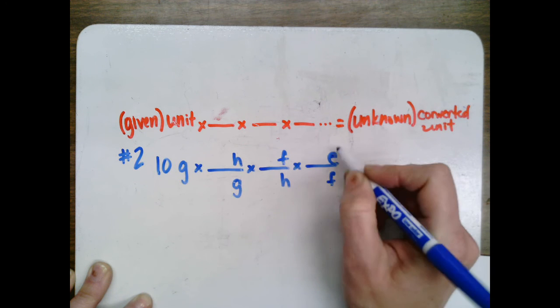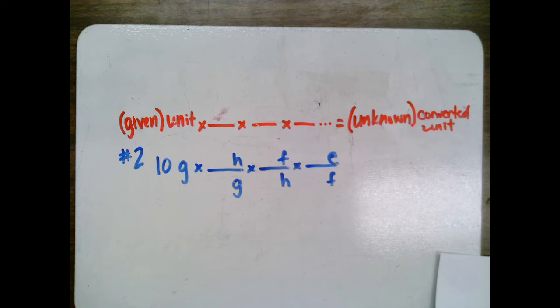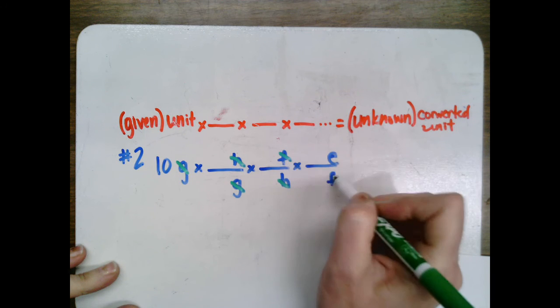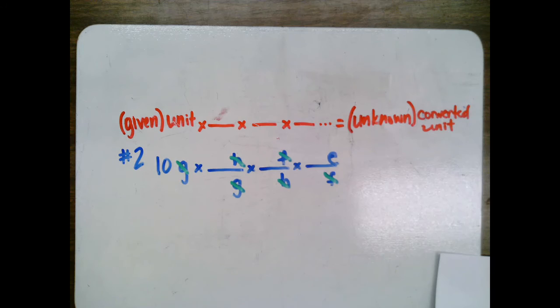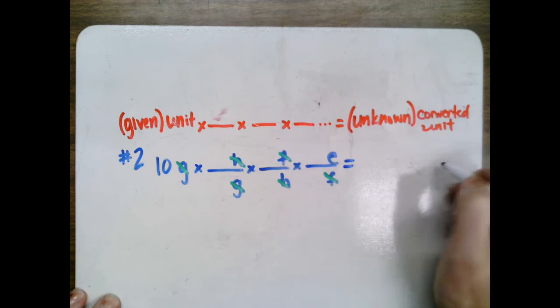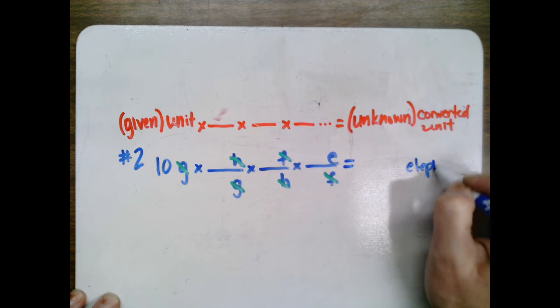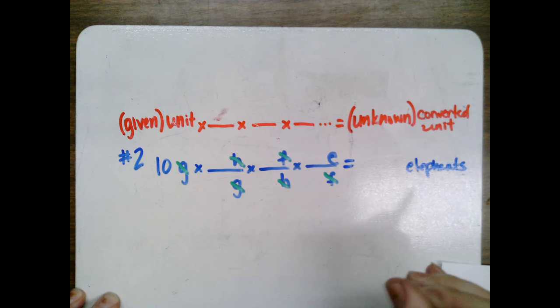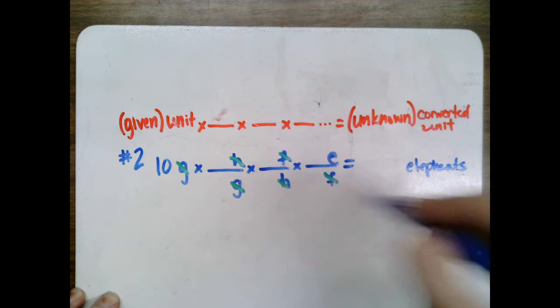there. Now I can cancel out gorillas, horses, and farmers, and I have elephants. I know that's the unit I need, right? I can hit my equal sign. This is going to be elephants. And that will map out how I need to set up my work, okay? So this setup is what I'm looking for.